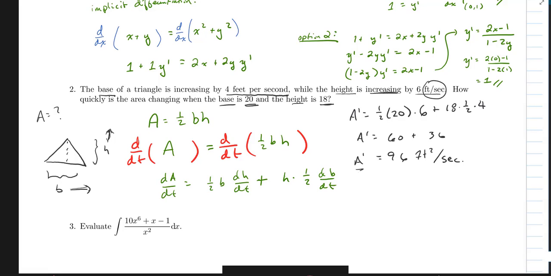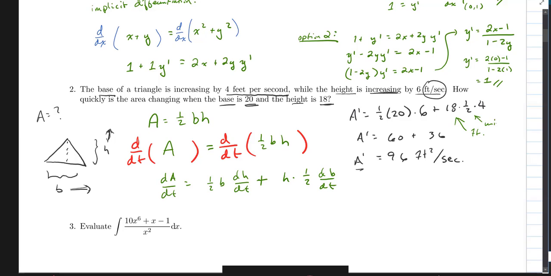Another way you could see that is, for example, right here, this 18. This 18 has the units of feet. This 1/2 is unitless. It has no units on it. It's just a constant. And then what are the units on 4? They are feet per second. Folks, what do I get when I multiply feet times feet per second? I get feet squared per second. So that's another way to see that the units in this case sort of confirm what we were wondering.